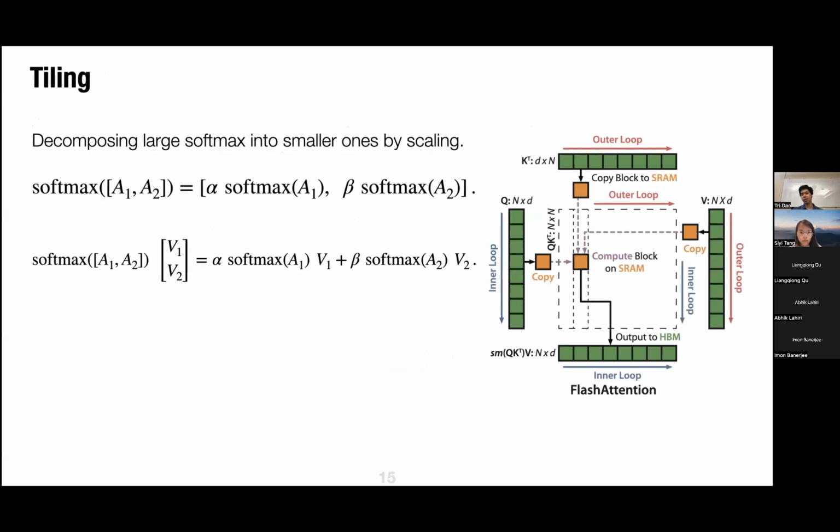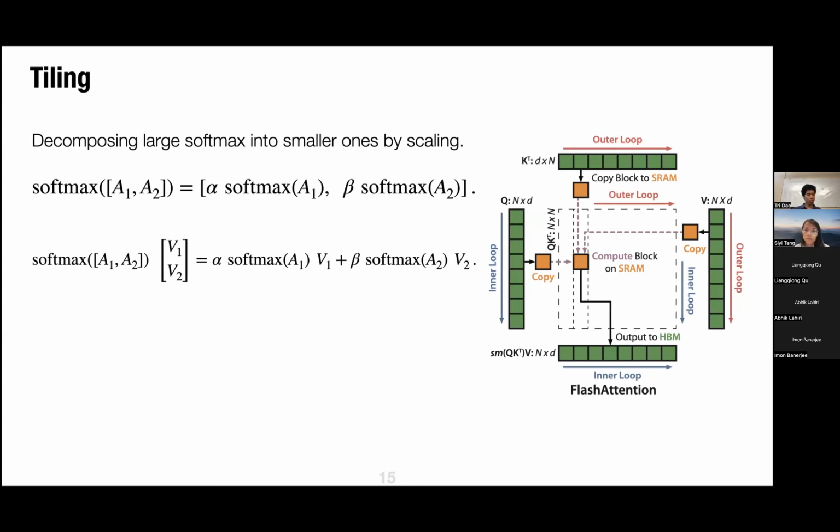The first one is tiling, and you just need a little bit of math. This is the only math in the talk. The trick is that you have a softmax over, let's say, a large attention matrix, but you can break it up into two pieces. If you want to compute softmax of A1 concatenated with A2, you can compute softmax of A1 first, then softmax of A2, and then rescale them using these scalars alpha and beta. You can work out exactly what alpha and beta are. The details are in the paper, but they're pretty easy to work out.